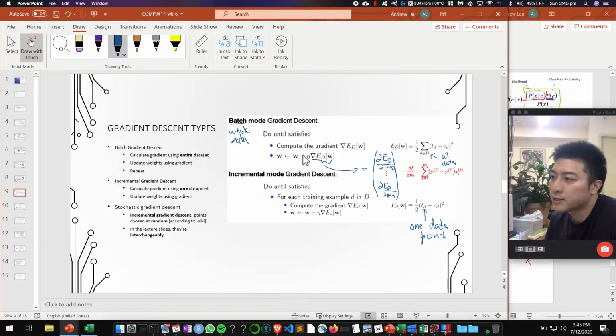It just means the whole data set. So what you'll do is you'll compute the gradient vector on the entire data set like this, and then you'll update the weight vector all at once using the gradient of the entire data set, right? Okay, and of course, this is the error, the sum square error. This error here is sum square error.